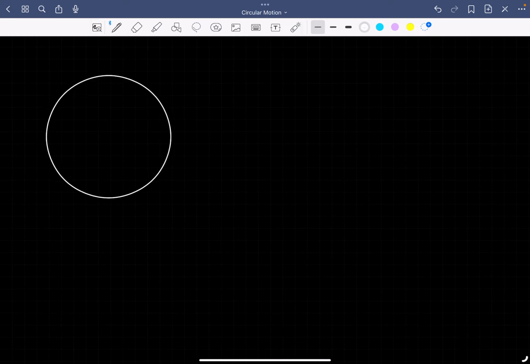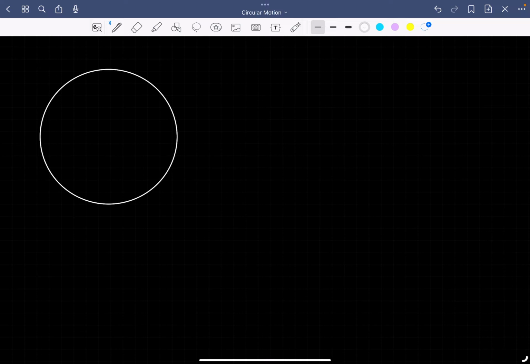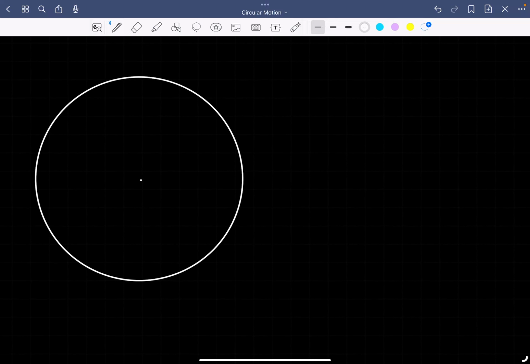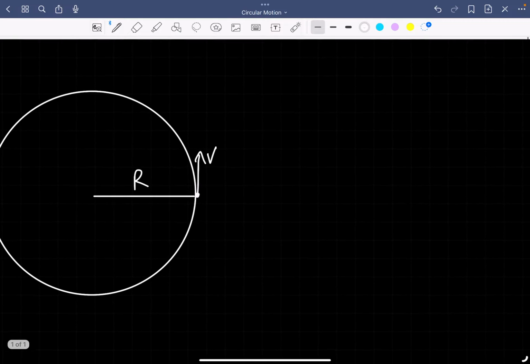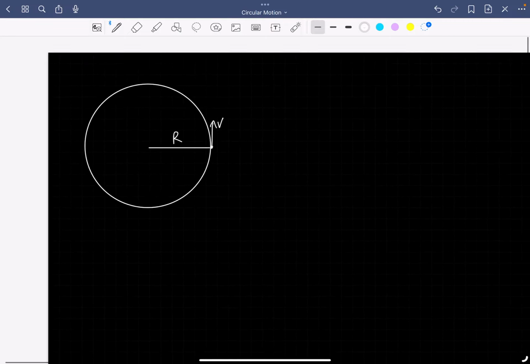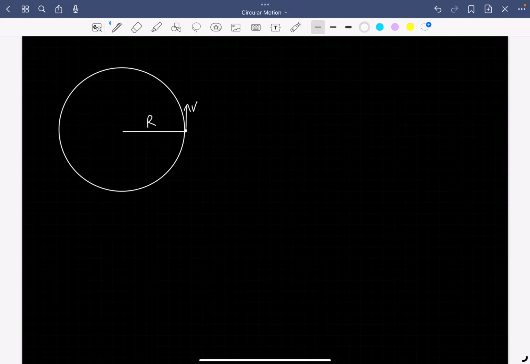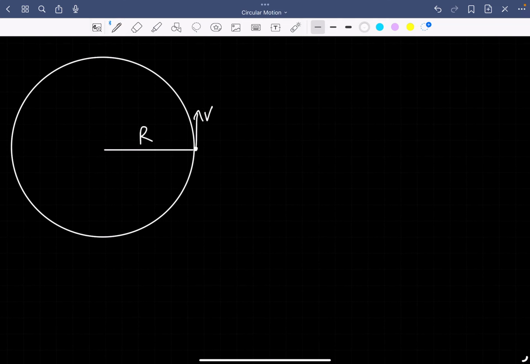So if we draw out the path of an object, it's going to be moving in a circle at a constant speed. And let's just say this circle has radius r, and the object is moving with speed v. Okay, so since we know the object is accelerating, there must be a force that is exerted on the object. And so we want to find the magnitude of this force.